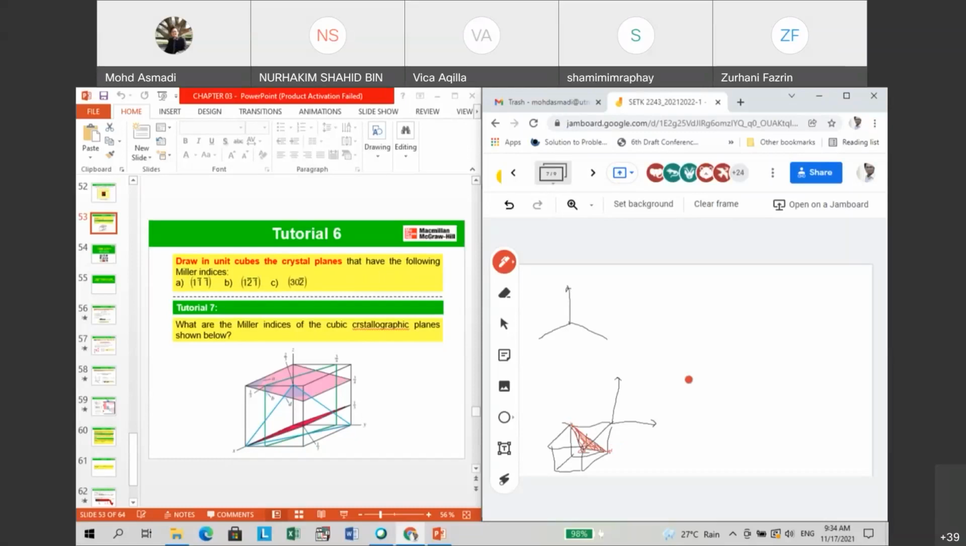How about B? B is positive, almost similar to A, only half because you're taking reciprocals. So meaning that the points are one, negative half, and negative one. Okay, ready to draw? So it's okay.